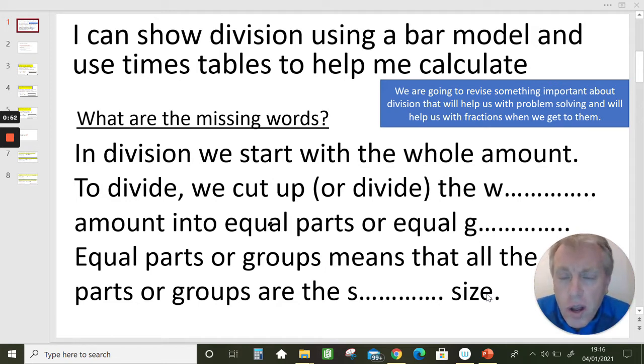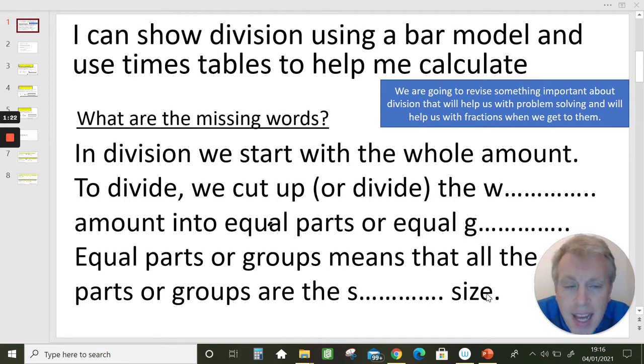We're going to look and see. Pause the video now. Can you work out what the missing words are? I'll give you a minute. Pause the video. Read it. What are the missing words? Okay, let's watch again. Now, let's read it together.